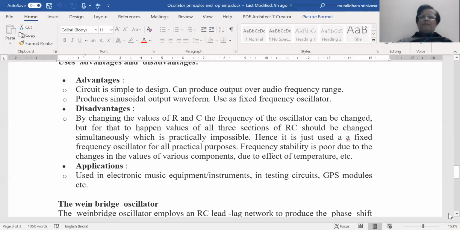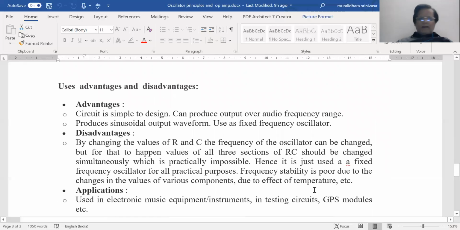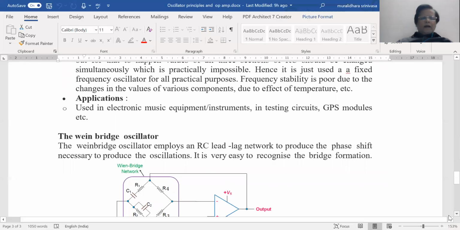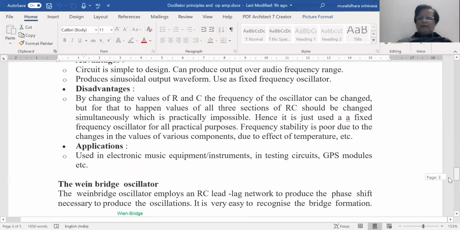You can change the frequency by changing the R and C components, but here you have to change each pair of R and C components, so it's a cumbersome process. So more often you find that the RC phase shift oscillator is used as a single frequency oscillator. One of the disadvantages of the RC oscillator as well: stability is not very high. Applications: this RC oscillator is used in electronic musical equipment, instruments, testing circuits, GPS modules, etc. GPS is Global Positioning System.